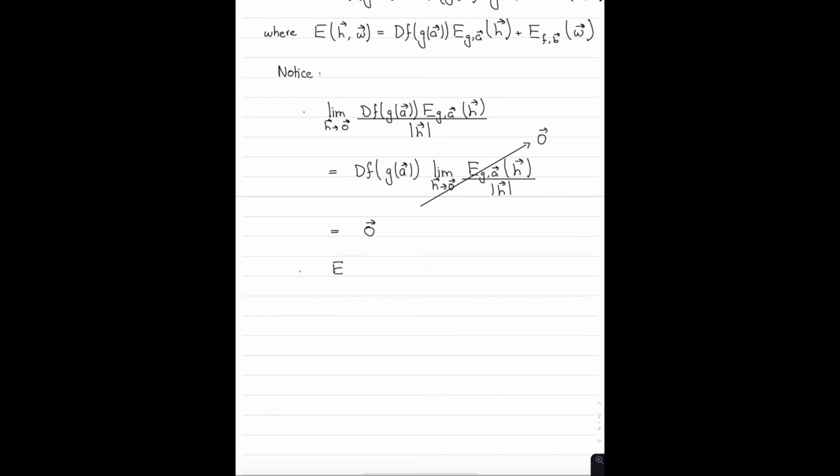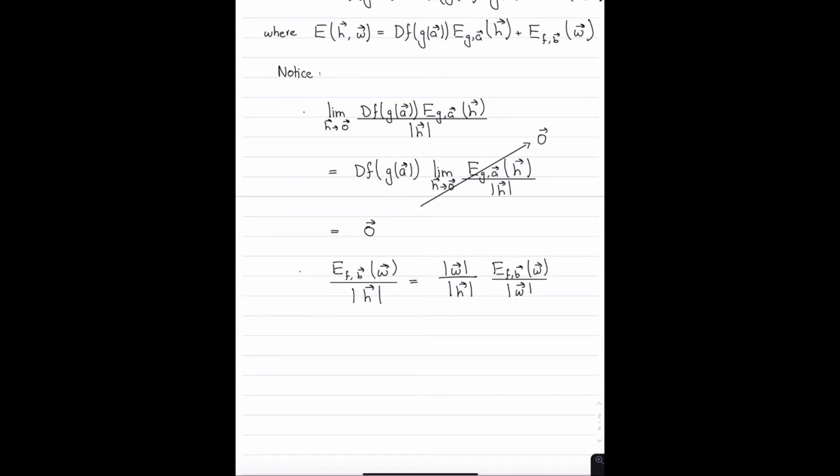Now this second error term can actually be rewritten. If I write this out as e of w divided by the norm of h, this is what we need to show goes to 0. However, notice that this is the same thing as the norm of w divided by the norm of h times this error term again divided by the norm of w, where we assume that the norm of w is not 0. Okay.